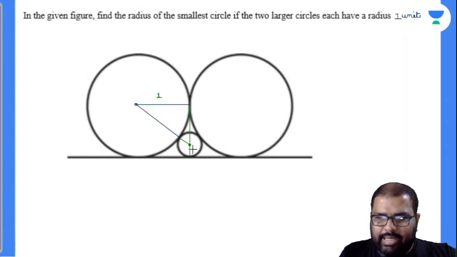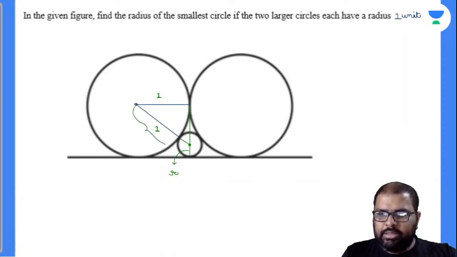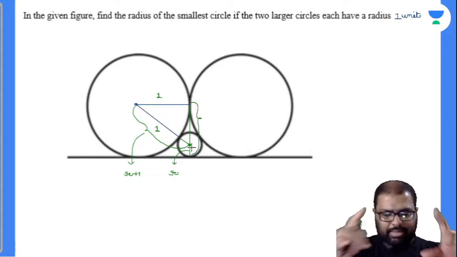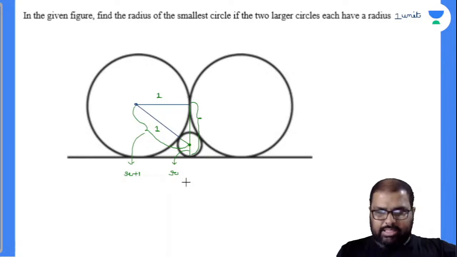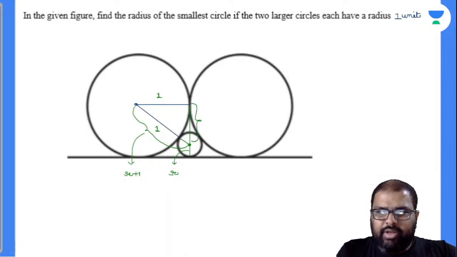I'll take this radius as R and this value will be 1. So the total length will be R plus 1. Am I right or wrong? Yes, perfectly. Now how much will this length be? Closely observe, I can take it from here to here. This is nothing but the total radius of the larger circle, which is 1. In this, you are removing R, so automatically this value is 1 minus R. Will you accept with me?